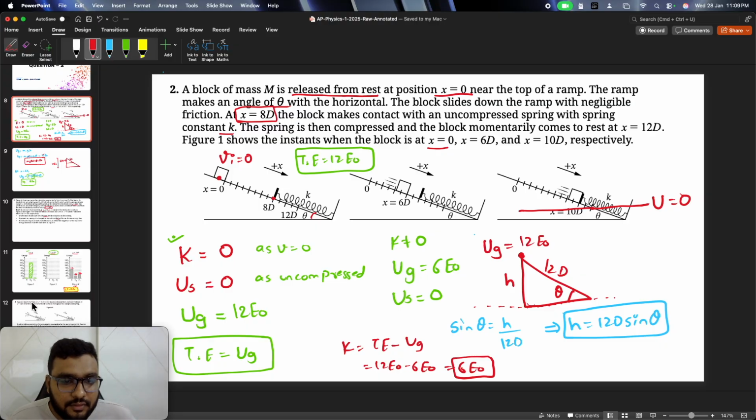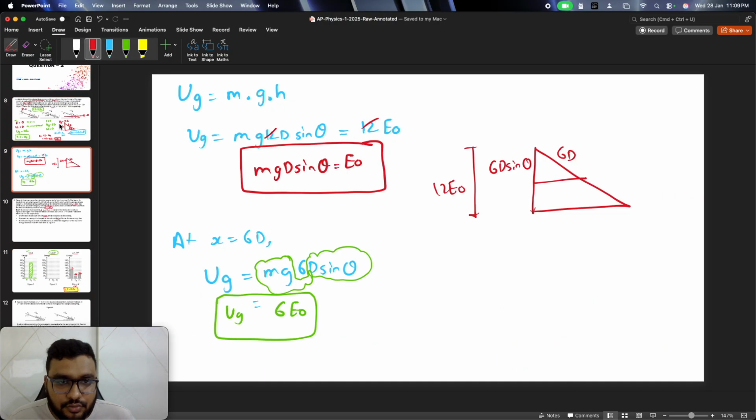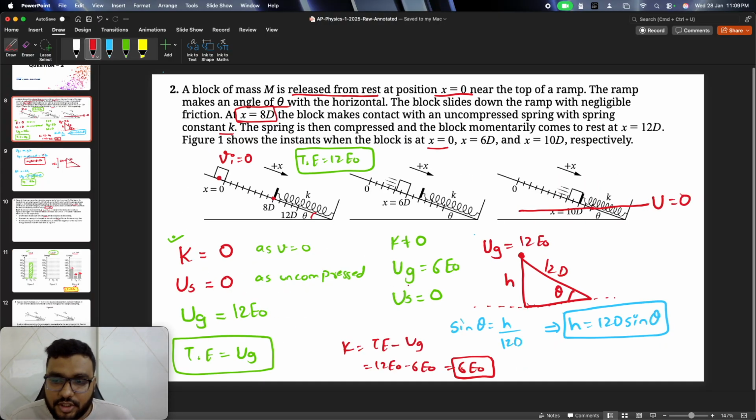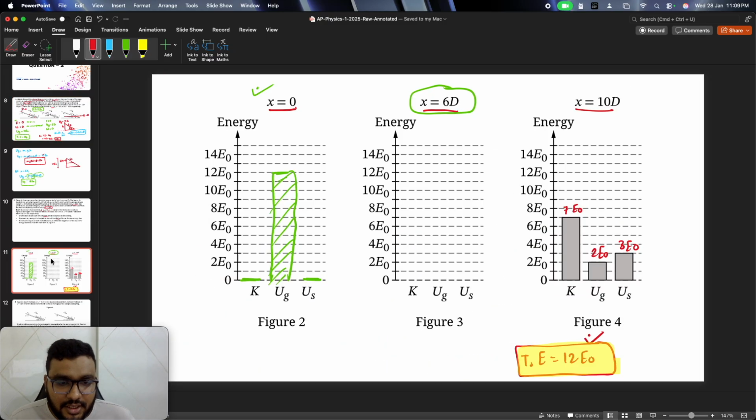So now we have the value of kinetic energy equal to the value of gravitational potential energy, and the spring potential energy is going to be simply 0. So I can draw it over here like this. This is going to be for K, this is for U, and this is for spring. Okay, 6 E naught, this is also going to be 6 E naught, and this is going to be just 0.